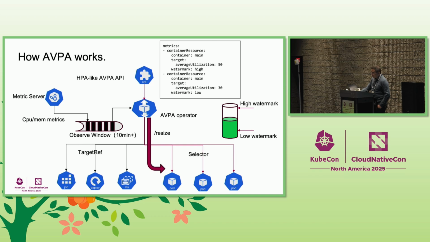The pod selector can be very helpful if we want to apply AVPA to customized training jobs, which often just use their own workloads or don't use any workload at all. So when we apply the change, the AVPA operator will just use the resize subresource on the individual pod.